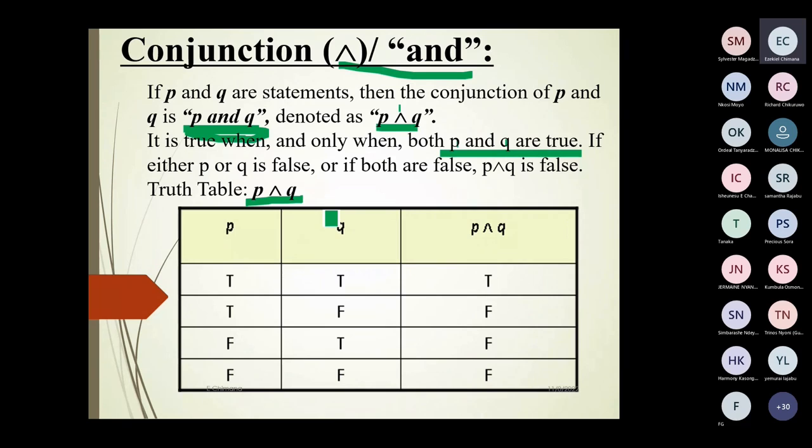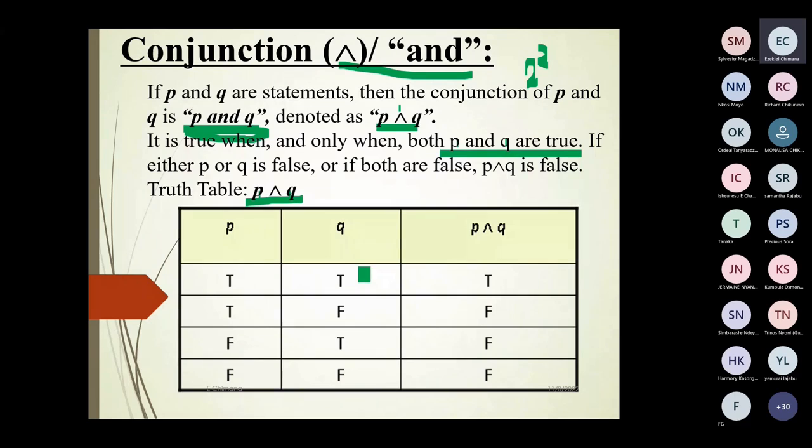Here I've got 2 statements, P and Q, right? So it will be 2 to the power 2, which is 4, which means we need 4 rows: 1, 2, 3, 4. And then half of 4 is 2, so we write true, true, and then false, false.